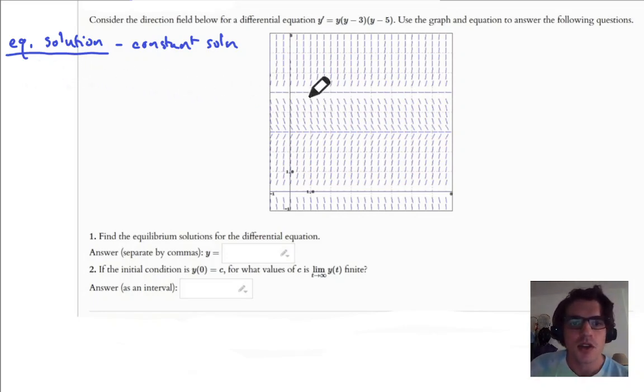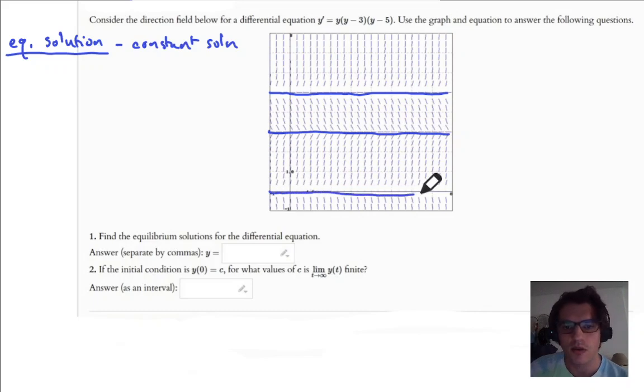So if we look at this graph, if we start here on this dotted line, on this slope field, we're never going to move. Our slope is constantly 0. We're not going to go up. We're not going to go down. We're just going to stay here. Same thing here. And it looks like also at 0.